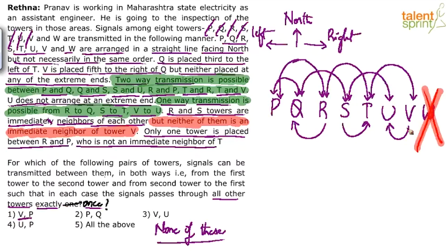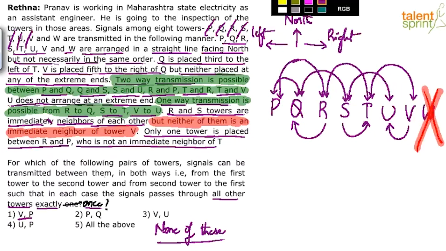Let's try that. V to P. How do I go? I can go from V to U, then U to S. Just try to trace the path, and make sure you can go from V to U, but you cannot go from U to V, so I'm following the direction of the arrows. V to U, U to S, S to T, T to R, R to Q, and Q to P. So V to P is communicated.